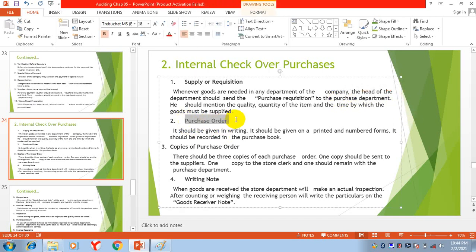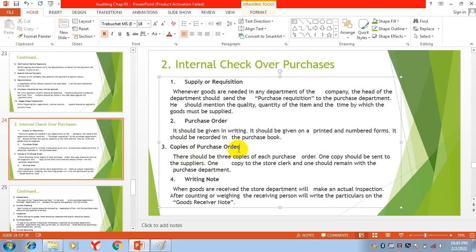Then purchase order. It should be given in writing, on printed and numbered forms, and it should be recorded in the purchase book. Now the purchase department will send a purchase order. This purchase order will be in written form, on printed and numbered forms. It should be recorded in the purchase book, and you will record this purchase order there.